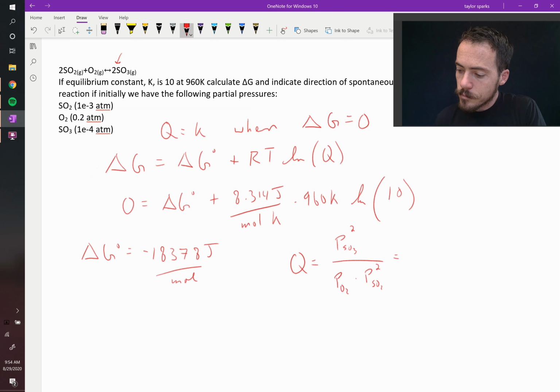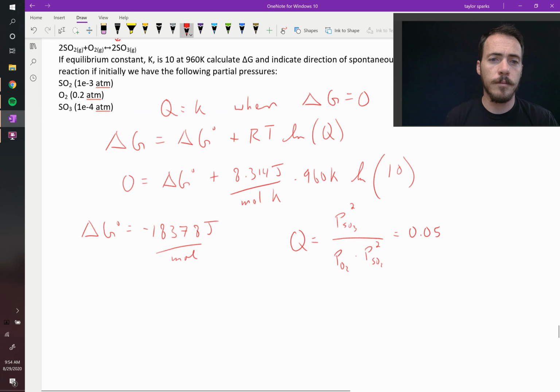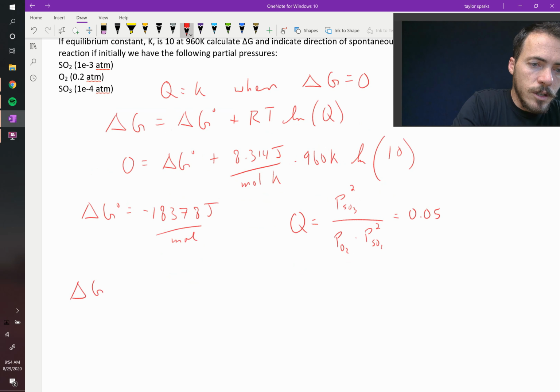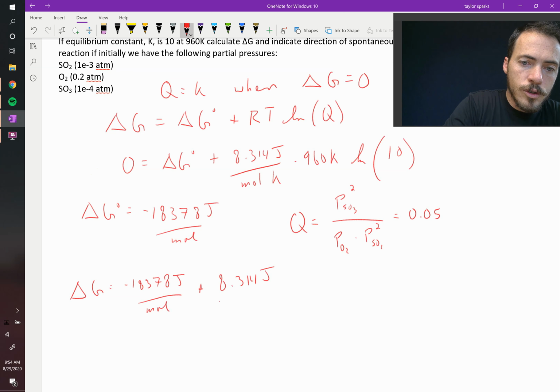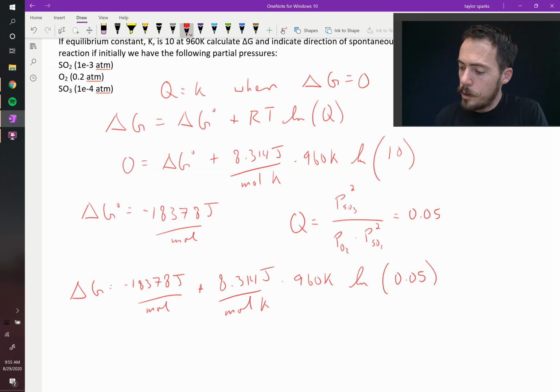So let's plug those numbers in. When we plug them in, I get that that's equal to 0.05. Okay, so now we know Q, we know delta G naught. This is trivial, we just plug everything in. Let's go ahead and get that done. So delta G is going to be equal to negative 18,378 joules per mole plus 8.314 joules per mole Kelvin multiplied by 960 Kelvin multiplied by the natural log of 0.05.